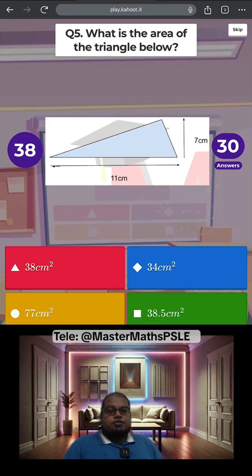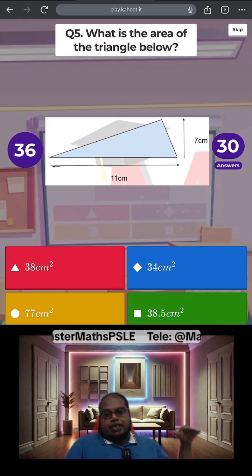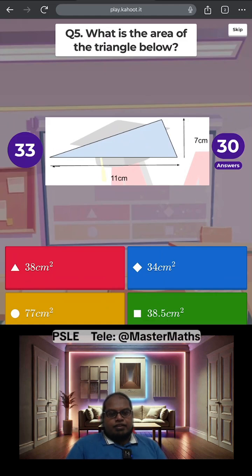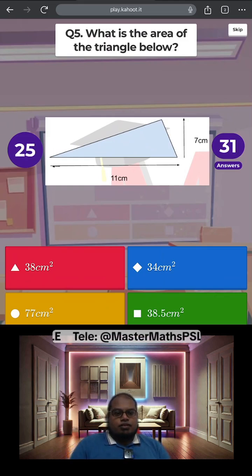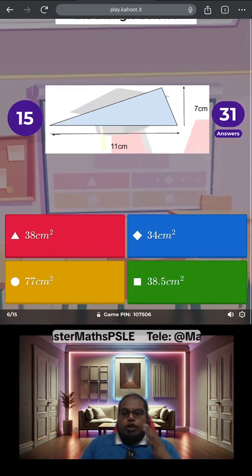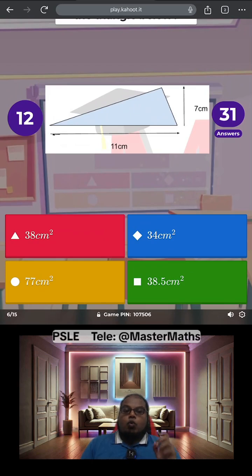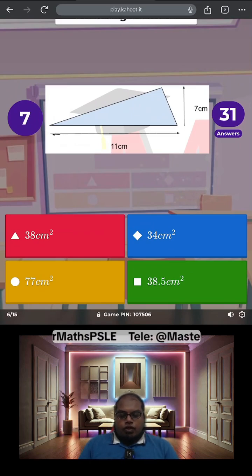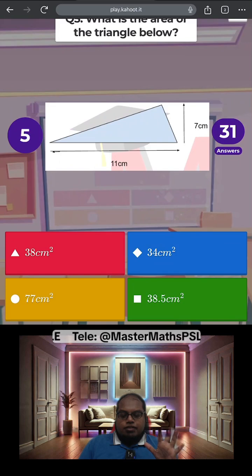Remember, area of a triangle is half times the base times the height. Length times breadth is for a rectangle, not for a triangle. That's why I told you just now, if it's reconnecting, don't exit. Go to www.kahoot.it and enter 107506. Okay, 5 more seconds. 4, 3, 2, 1.